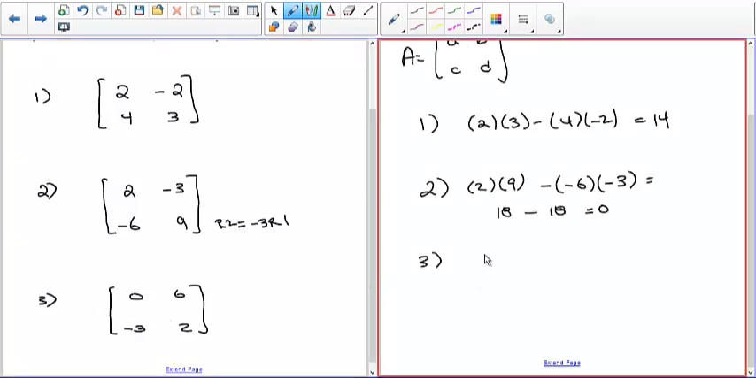Okay, and then 3, you have this times that minus that times that. So you have 0 times 2 minus negative 3 times 6, which is 18. So these are the numbers, the determinant.